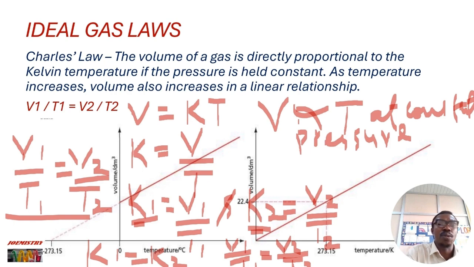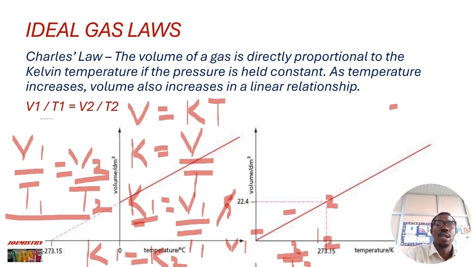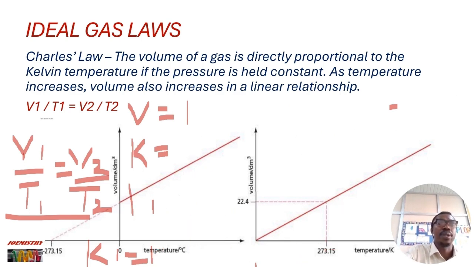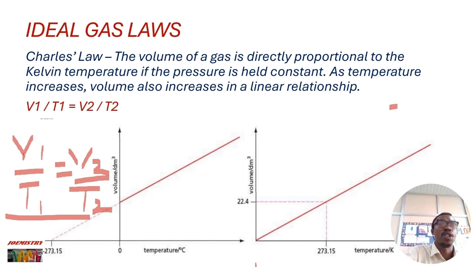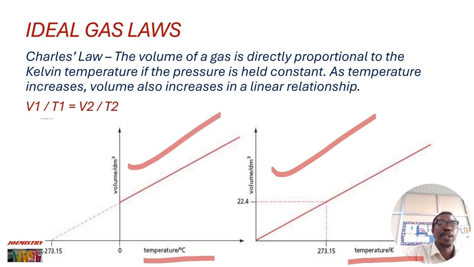So let me erase these two so you see the graphical representation of Charles' law, where volume is directly proportional to its temperature at constant pressure. As the temperature increases, the volume increases. As the temperature decreases, the volume what? Decreases also. So this is a graph of volume against temperature in Kelvin. This is a graph of volume against temperature in degrees Celsius.